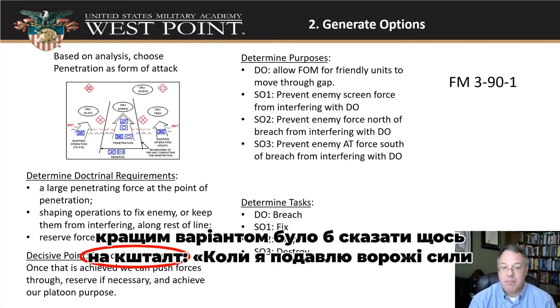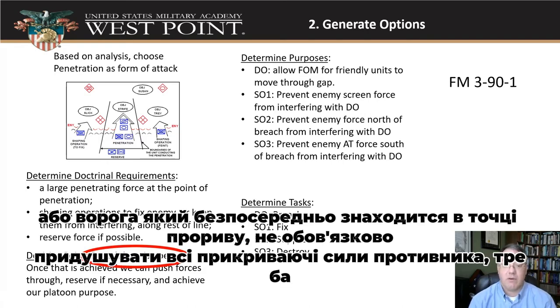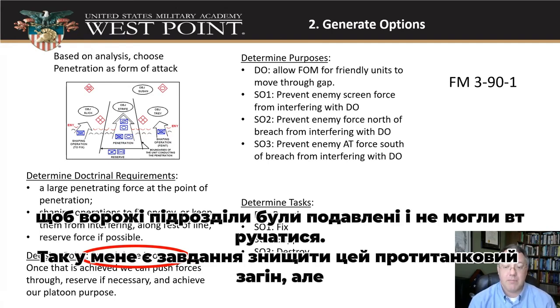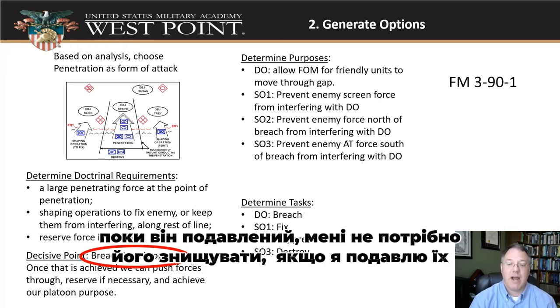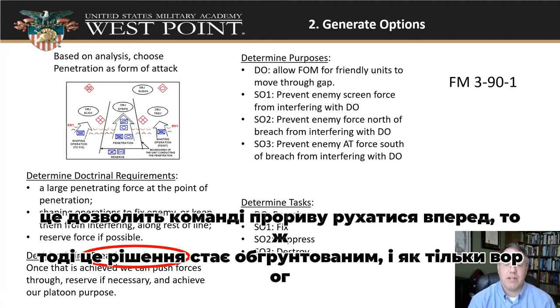So maybe a better option would have been to say something like, when I've got the enemy forces suppressed, right? Or the enemy on the objective, right? Or not the screen force necessarily, but when all the enemy are suppressed and can't interfere. Now, I've got a task to destroy that AT team, but as long as they're suppressed, I don't need the destruction to be done yet, but if I suppress them, that allows the breach team to move forward.